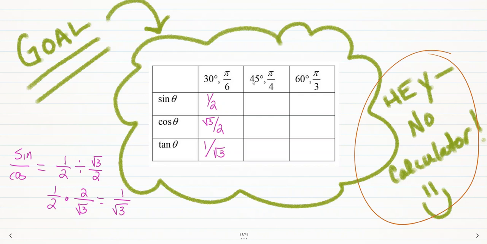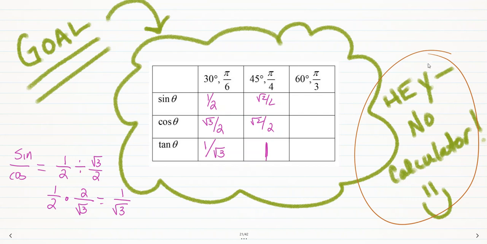45 is even easier, or the pi over 4, because 45 degrees is equivalent to pi over 4 radians. We get a square root of 2 over 2, square root of 2 over 2. The ratio of those two, or when I say the square root of 2 over 2 over the square root of 2 over 2, when we divide those, we just get a 1. But it's really easy to fill this chart in once you know the unit circle.